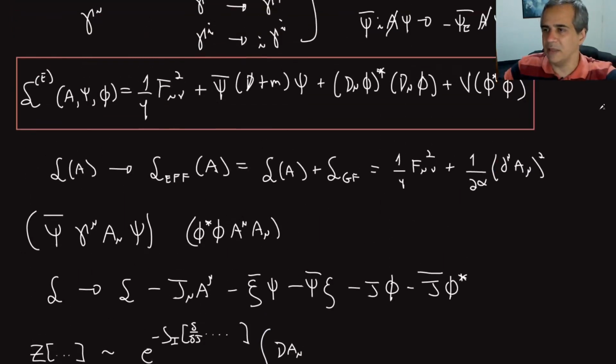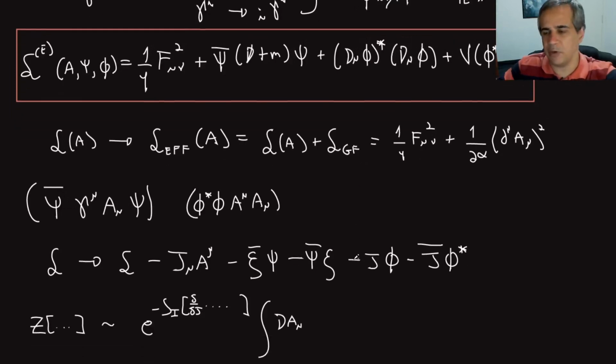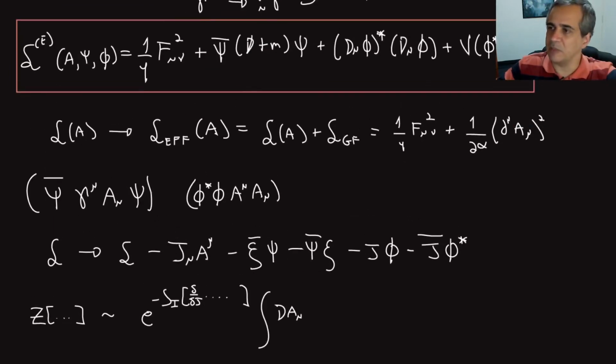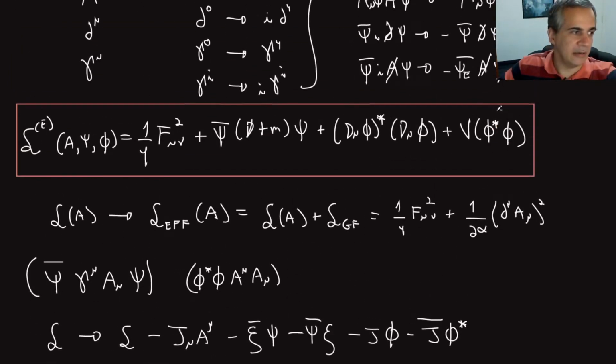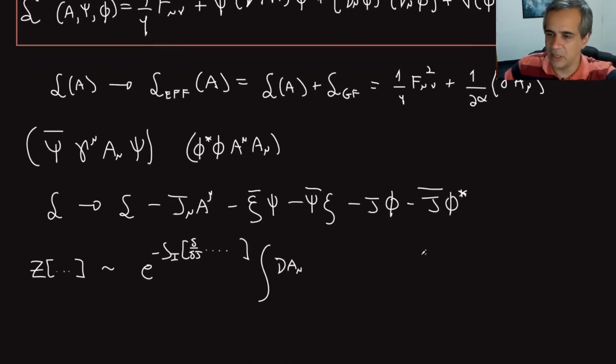Once I separate the interactions, the exponential for this part plus gauge fixing only involves A. This part only will involve psi because I took the interaction out, and this part will only involve the scalar. In fact, I am only leaving the kinetic part of the scalar here. This also goes into the interaction part, with the exception of the mass. Could be a mass on this part. The mass I keep here, but I send all the interactions into this interaction action.